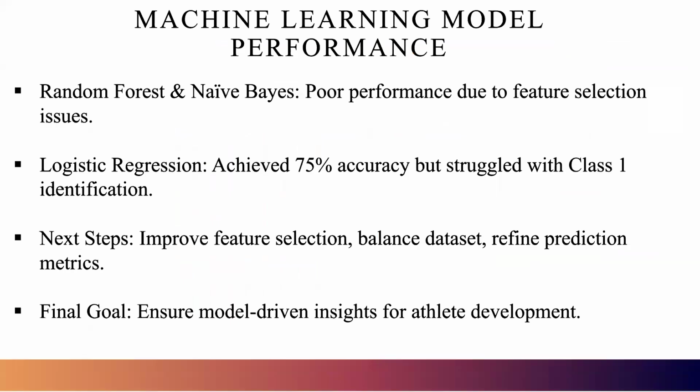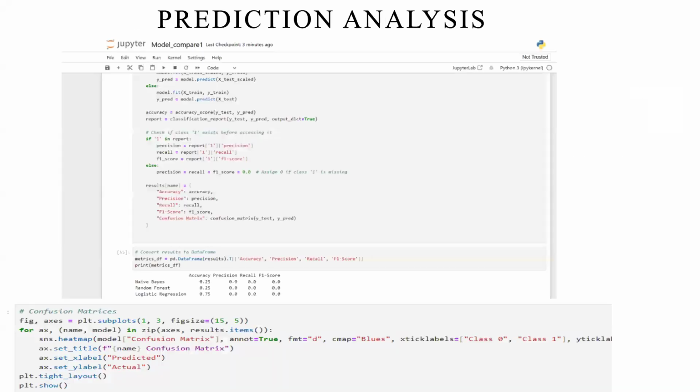Next slide. Random forest and naive bayes were considered for machine learning model performances. In this, random forest and naive bayes underperformed due to feature selection issues, whereas logistic regression achieved 75% accuracy but struggled with class 1 identification. To improve the results, we have redefined the feature selection, balanced the dataset, and enhanced the prediction metrics to better support athlete development.